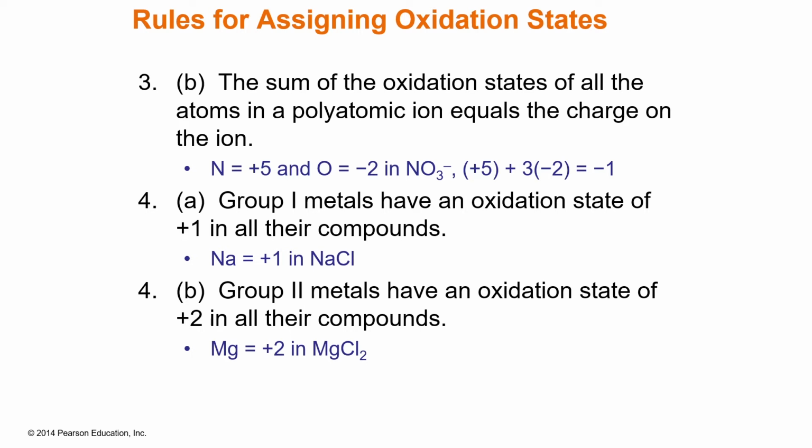Group 1 metals, when they form compounds, are going to have an oxidation state of +1, just like sodium did in sodium chloride. Group 2 metals have an oxidation state of +2 in their compounds, like, for example, magnesium in magnesium chloride. Notice that in these cases, the oxidation state is equal to the charge of those ions.